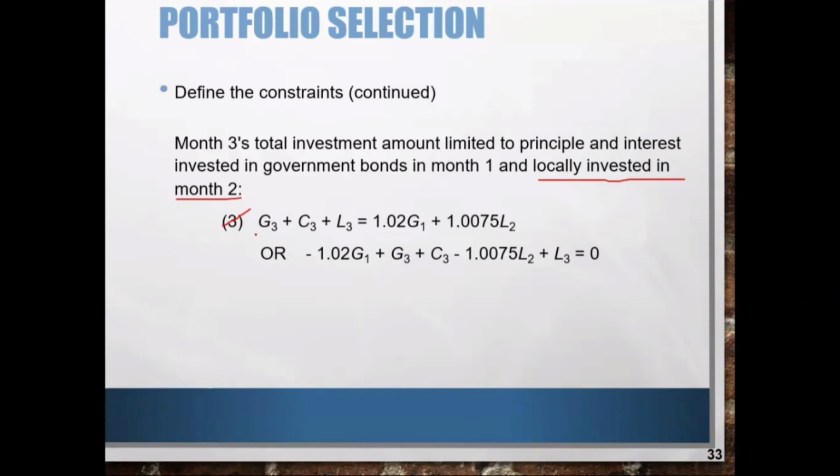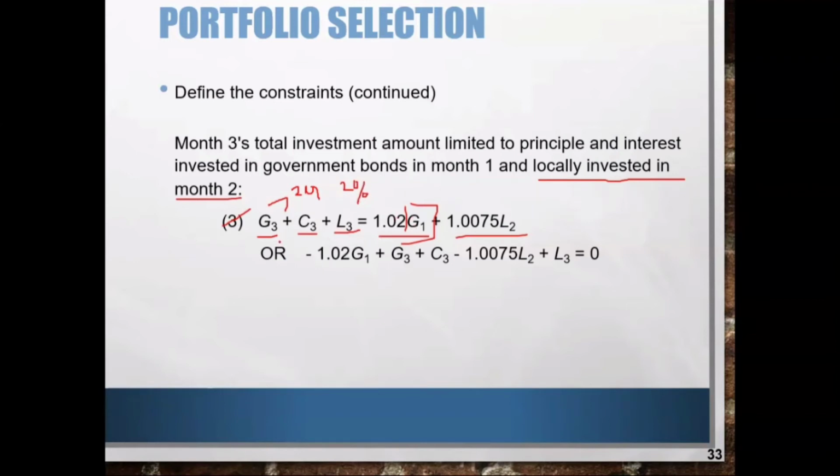So here in constraint number 3, we have government bonds month 3 plus construction loans month 3 plus local investment month 3 is equal to 1.02 G1 plus 1.0075 L2. As I've said earlier, the government bonds will take 2 months to mature and grow 2%.